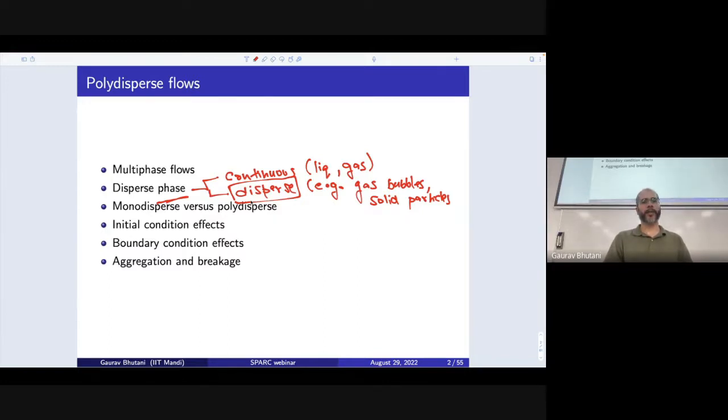Whereas when you have, let's take particle size as the only property of interest here, they're all spherical homogeneous particles, but of different sizes. So that becomes a polydispersed system. The polydispersity exists in particle size. So we call it polydispersed because there are multiple sizes.